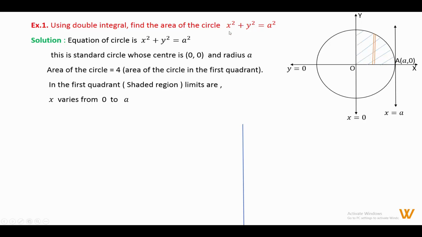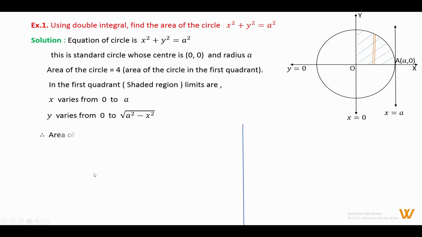We know the equation of the curve is x square plus y square equal to a square. So y square equals a square minus x square, and y is equal to plus or minus square root of a square minus x square. But in the first quadrant only positive values, so y varies from 0 to square root of a square minus x square.